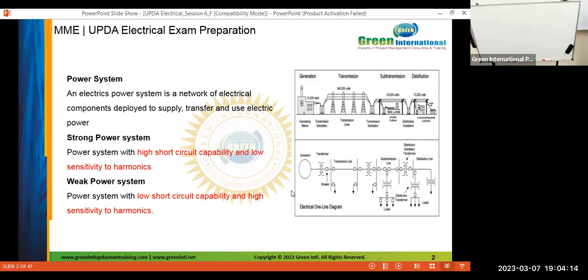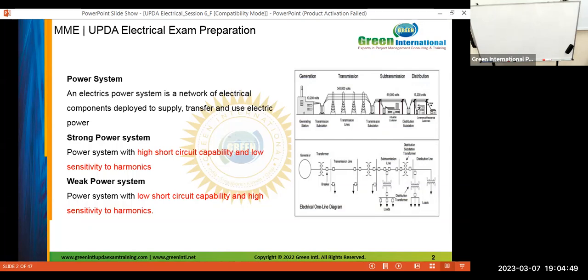And the definition for power systems. Here I highlighted two words in red color, so we have a question from these fields. What is the definition for good power systems or weak power systems? The power system is defined by two words: one is the short circuit capability, another is the harmonics. So strong power systems have high short circuit capability and low sensitivity to harmonics. It's vice versa for the weak power system.